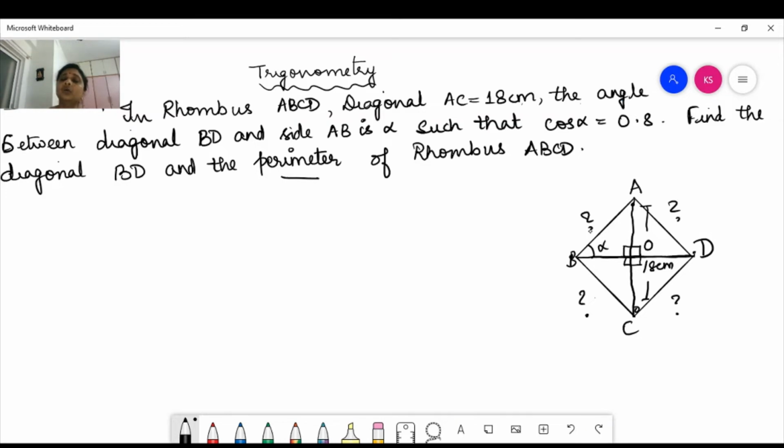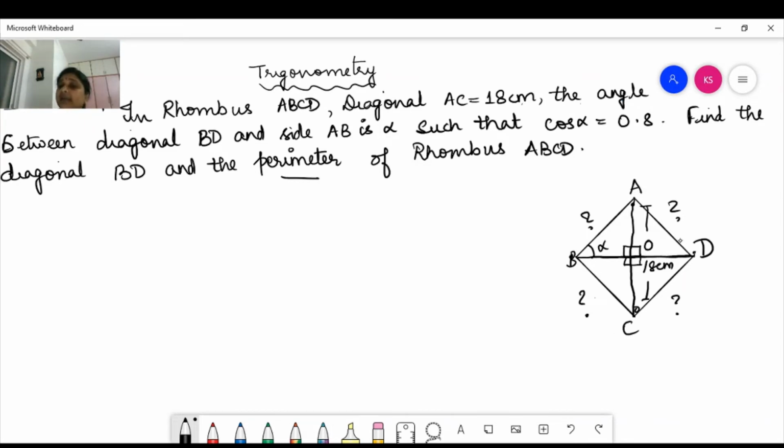Now, you can ask me: we've been dealing with only right angle triangles. Now, how to deal with the rhombus with trigonometry? We need to spot the right angle triangles in this. Does a rhombus have a right angle triangle inside it? Of course, yes. Just look at the diagonals. There is an interesting property about the diagonals of a rhombus.